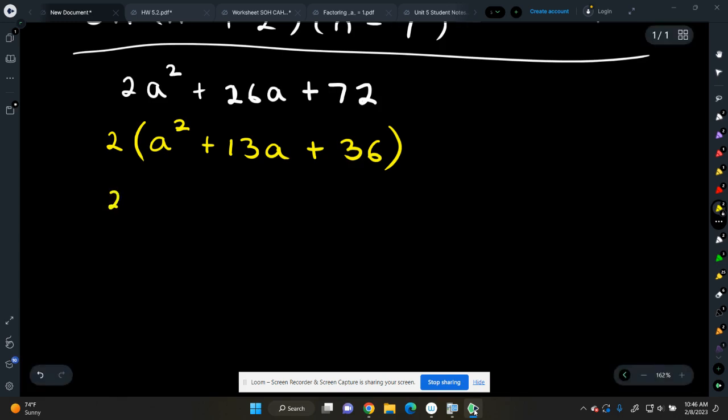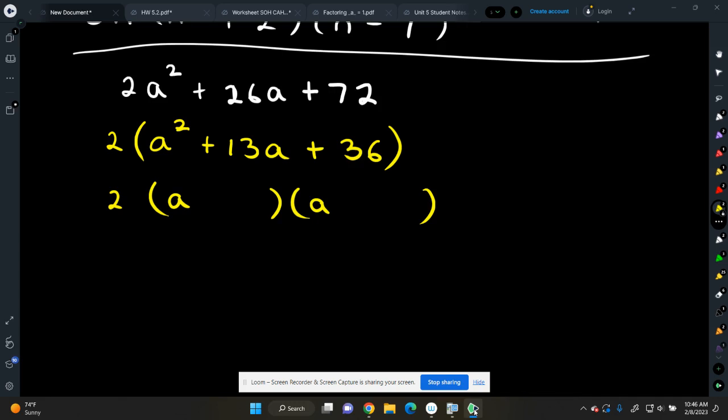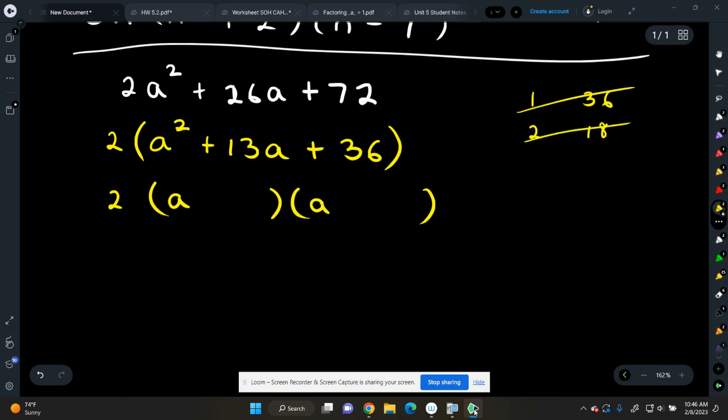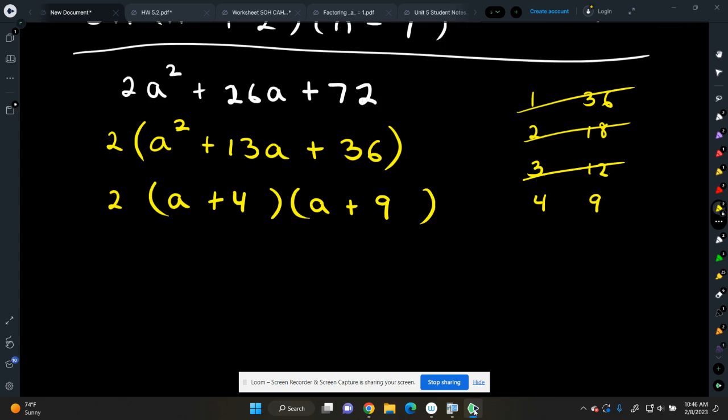Okay, now we're ready to go ahead and make our parentheses. And we're going to put a in each parenthesis. Now we need to factor the 36 so that it multiplies to equal 36 but adds up to 13. So 1 and 36, that's not going to work. 2 and 18, that adds up to 20, so that doesn't work. 3 and 12, that adds up to 15, so no. 4 and 9, that adds up to 13, so we get a plus 4, a plus 9. Right?